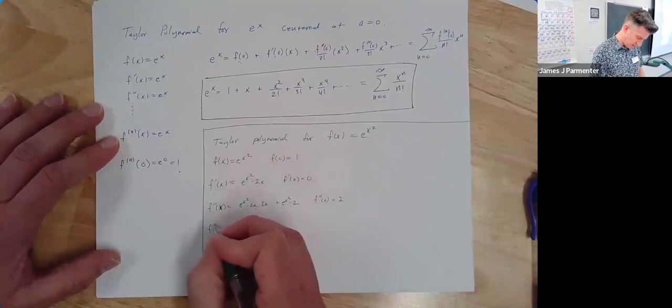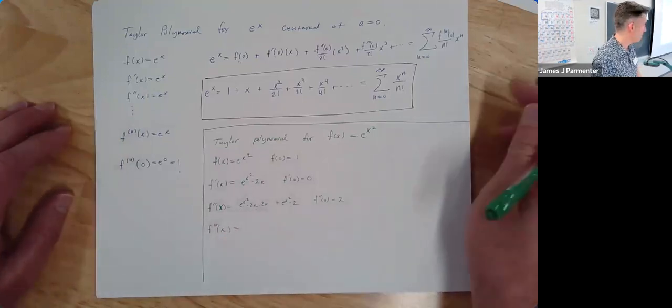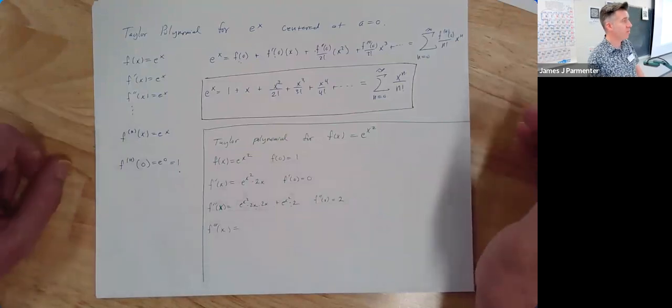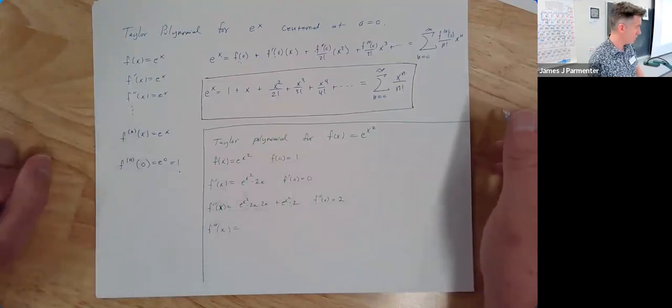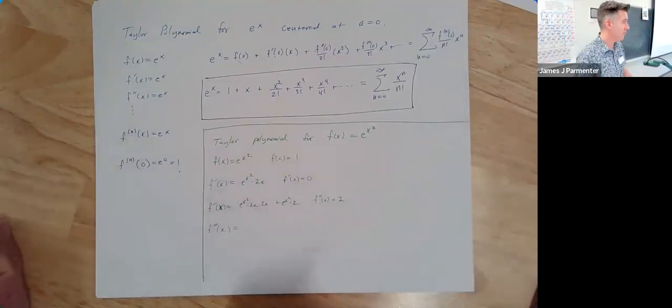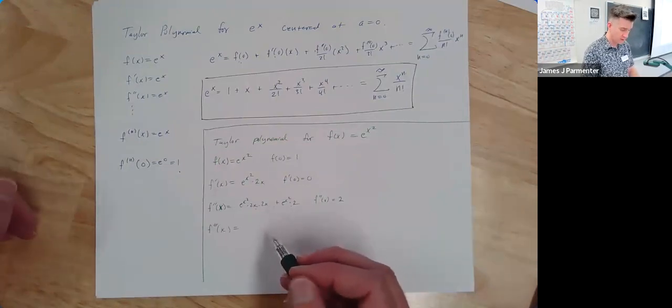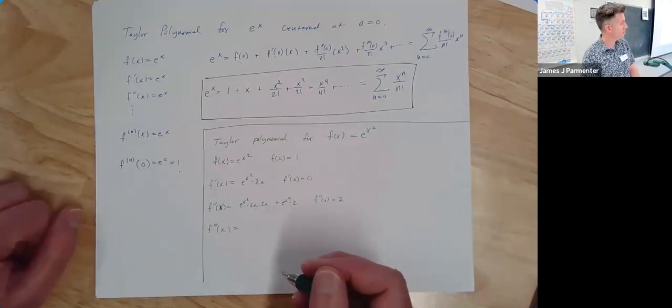And then the third derivative, oh boy, that's going to suck, right? And it's going to suck more and more the more we do this. And it's really, really hard this way to see what the pattern is for your nth derivative of x or your nth derivative at 0. Fortunately, there's an easier way.